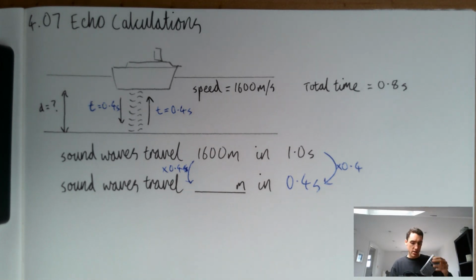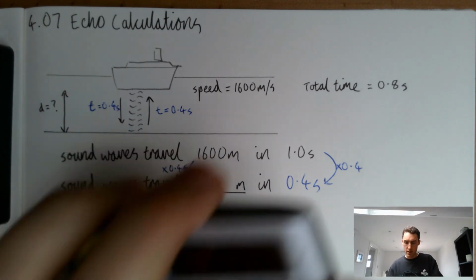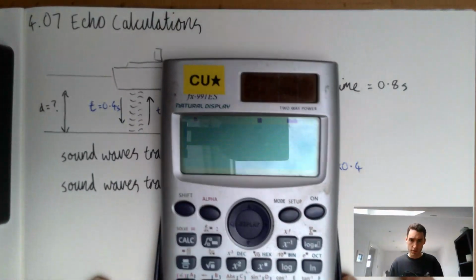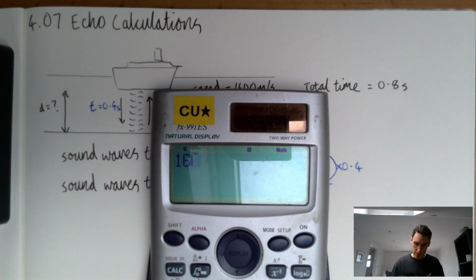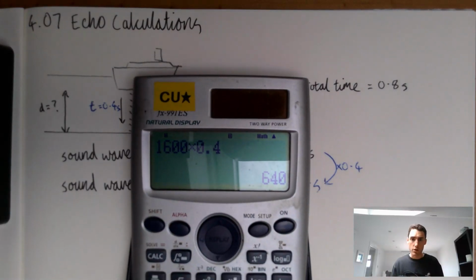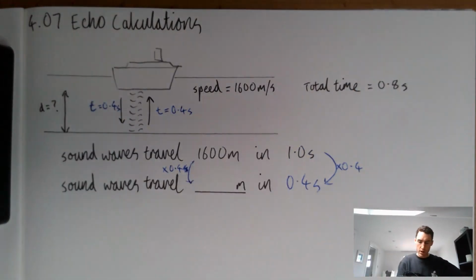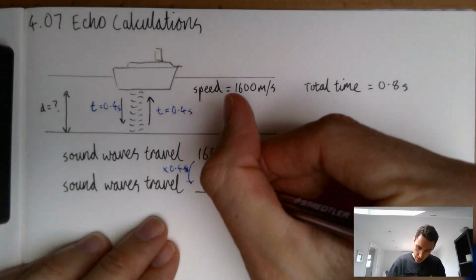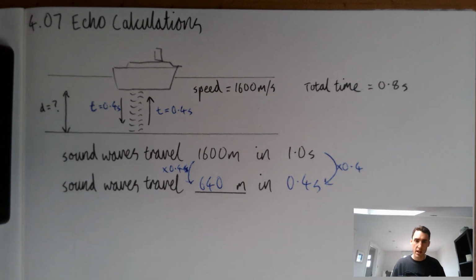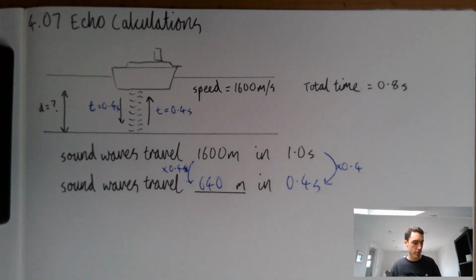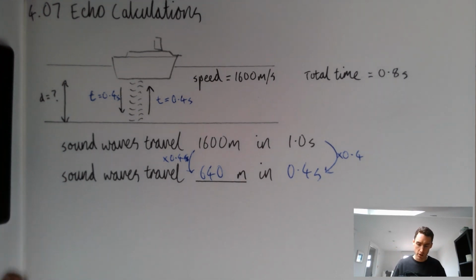And again, I always like to get my calculator out so students don't feel like they've got to be super brilliant at mental arithmetic. I'm going to do 1600 times 0.4 equals 640. So I'm going to write that in: 640 meters in 0.4 seconds. And again, we're going through this in quite a long-winded fashion because it is year 7 that we're teaching this to, probably.